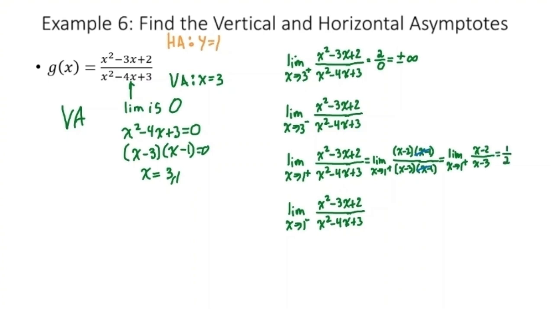Since this is not an infinite limit, we cannot conclude yet whether or not x equals 1 is a vertical asymptote. So we need to check the left-hand limit. For the left-hand limit at 1, simplifying our function will be the same as before. So we'll still simplify to x minus 2 over x minus 3. And if we apply direct substitution again, we still get 1/2.